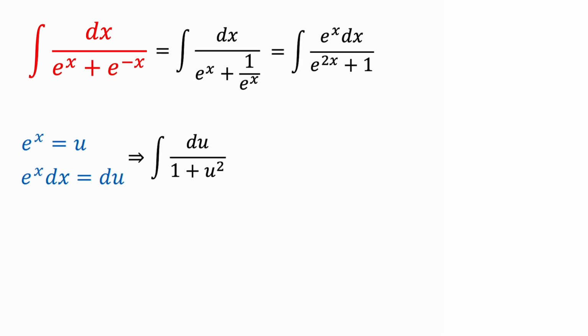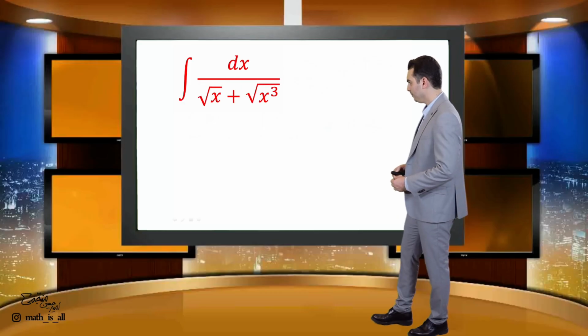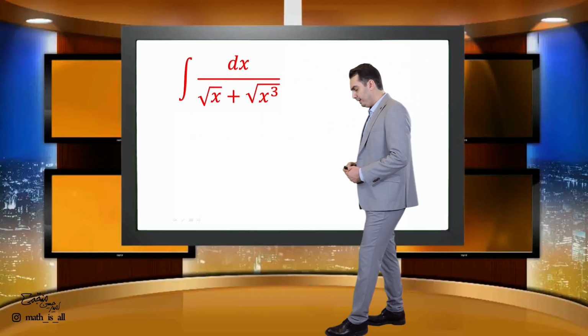Now, do you recognize this expression? Yes, the integral of du over 1 plus u squared is equal to the arctangent of u. That was a very good question. Let's look at another problem together.